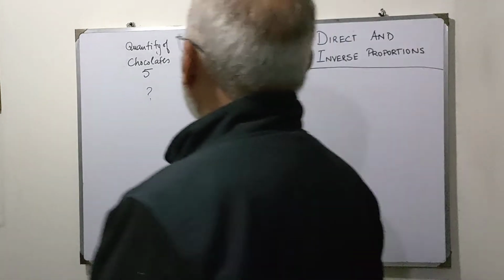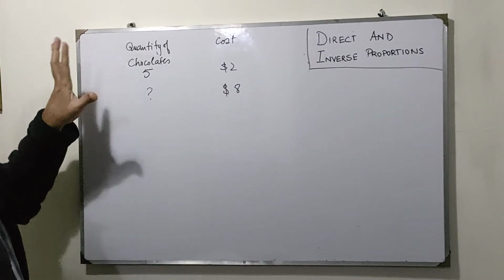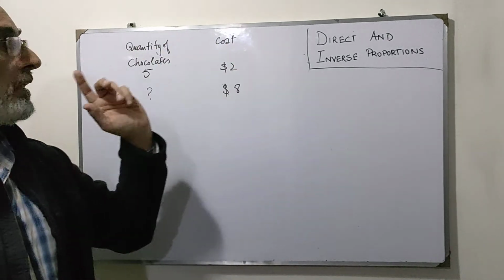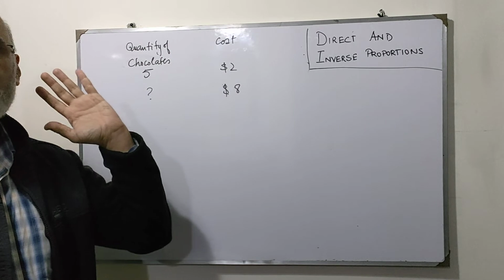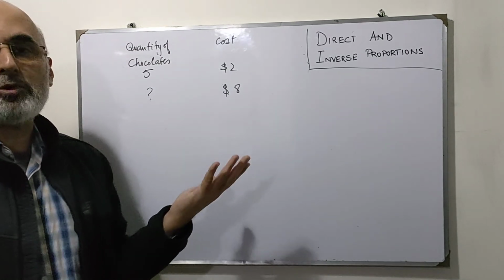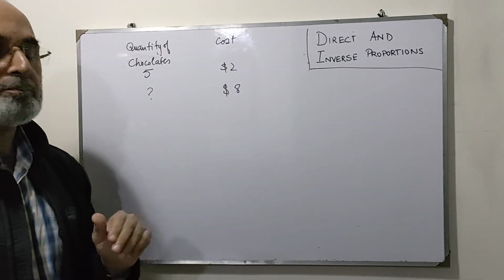Okay, now we are going to do the second example. Suppose the quantity of chocolates you can buy for a certain cost. Let's say you buy 5 chocolates for $2, right? And if you have $8 and you want to spend $8 to buy some chocolates, what is the number of chocolates you can buy? Okay?